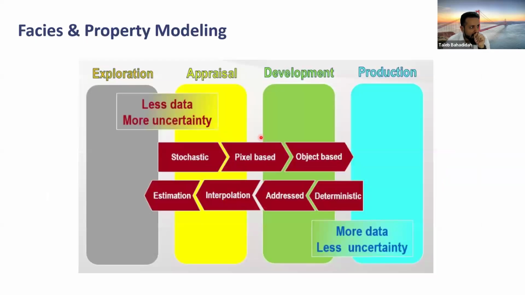Now, in general, if you are in the early stage of the exploration, you consider going for stochastic. If you have more data, you go for object-based. And then you go to deterministic when you have a huge number of data. This is a rule of thumb you may consider for which algorithm or method you are going to use.